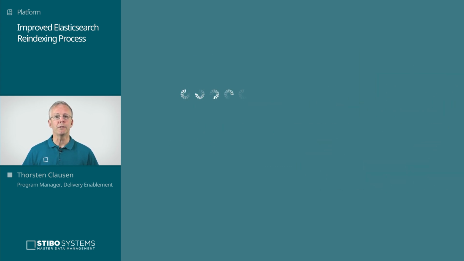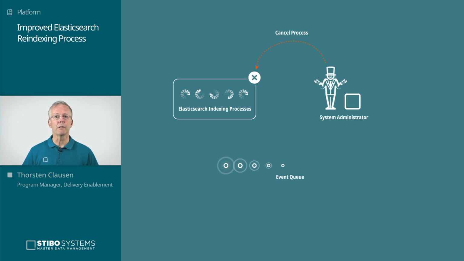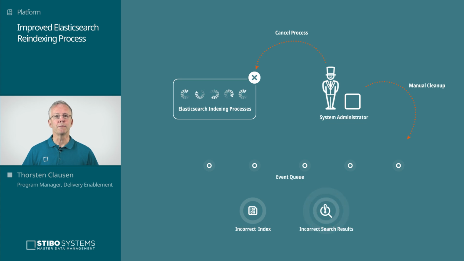Further, if a reindexing had to be cancelled, a manual cleanup of the event queue had to be performed by the system administrator, taking time and effort and possibly leading to loss of users' data change events, causing an incorrect index and search results.